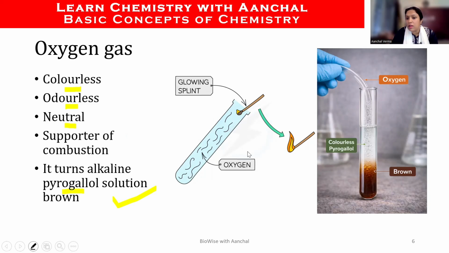You can see here the colorless pyrogallol changes into brown color, right? And the test that you need to write for oxygen is that whenever a glowing splint is brought close to the oxygen gas, it rekindles into flame. Yeah, you can write it rekindles the glowing splint. Rekindles means bursting into flame. So rekindles the glowing splint is the observation for oxygen gas.